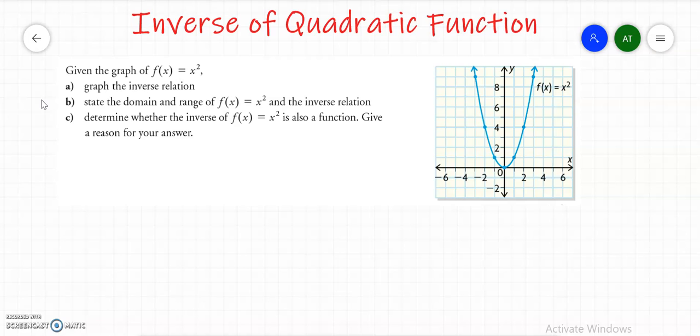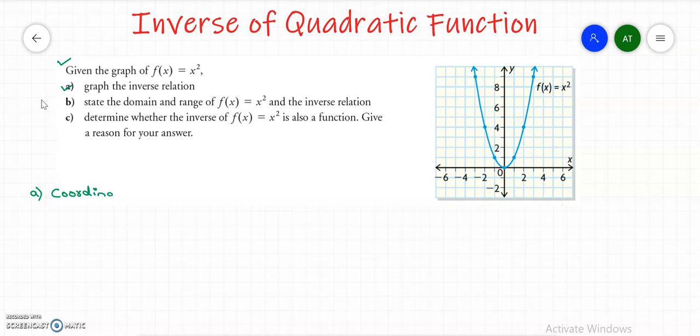So let's begin with an example. Given the graph of f of x equals x square, graph the inverse relation. To graph the inverse relation in part A, we need the coordinates of the function f of x.